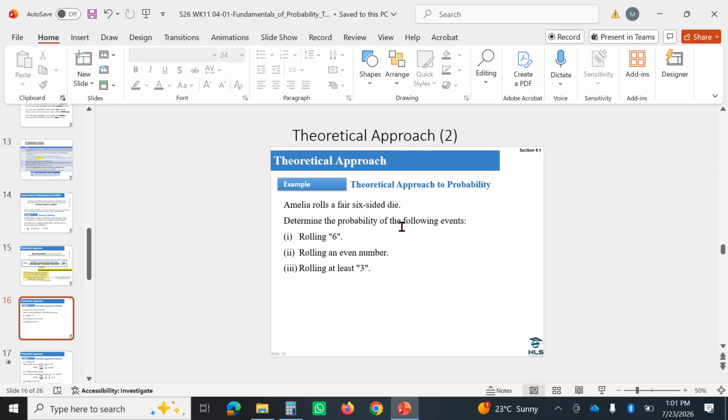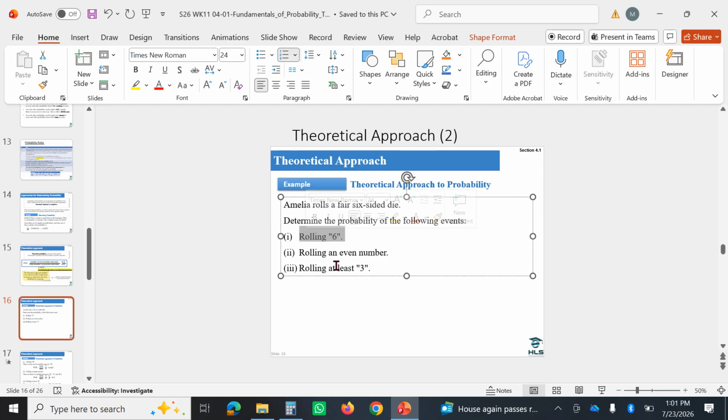Okay, so Amelia rolls a fair 6-sided dice. Determine the probability of the following events. What is the probability of rolling a 6? 1/6. What is the probability of rolling an even number? That means 2, 4, 6, so that's 3 numbers divided by a total of 6, which is 50%. This one here was 16.7%.